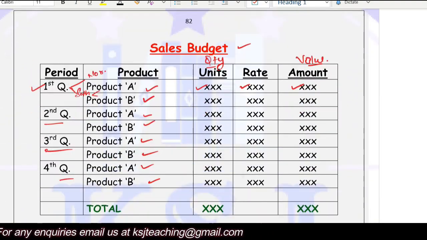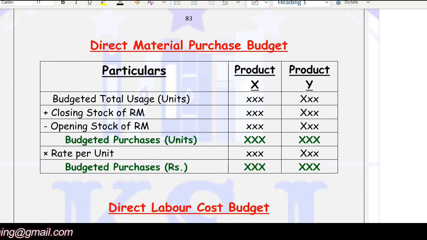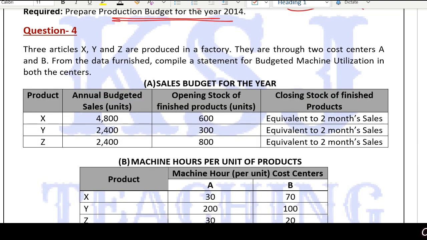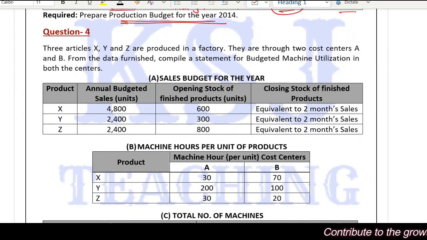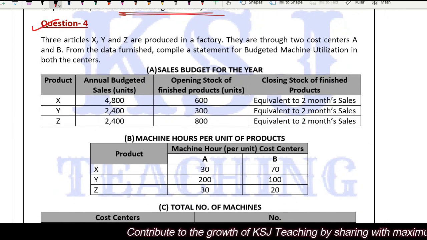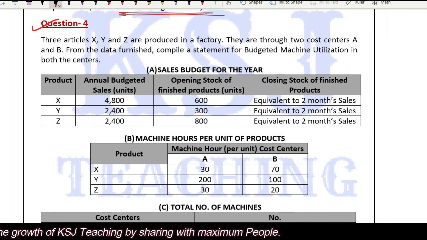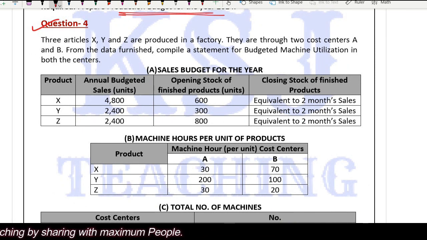We have covered these formats. Sales budget is there, production budget is there, that we have covered, right? So let's see a question. Question number 4 on this. Three articles X, Y, and Z are produced in a factory. They go through two cost centers A and B. From the data furnished, compile a statement for the budgeted machine utilization, right?